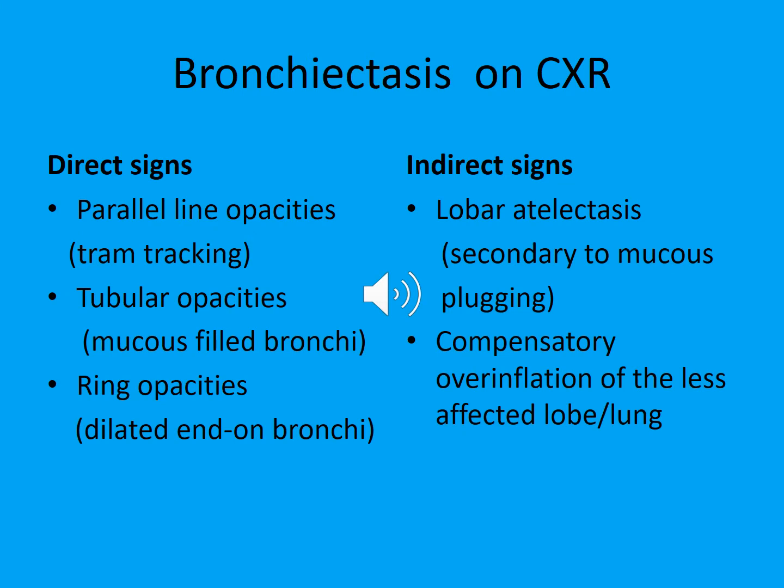On chest X-rays, we can see bronchiectasis either directly as tram-track lines, tubular opacities, or ring opacities. There are also indirect signs, particularly in advanced disease, such as lobar atelectasis, that is secondary to mucus plugging, or compensatory overinflation of the less affected lobe or the whole lung.